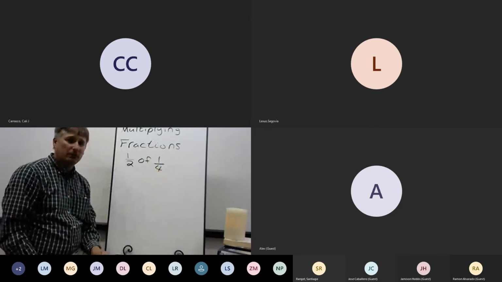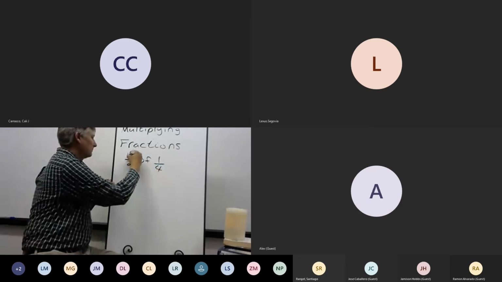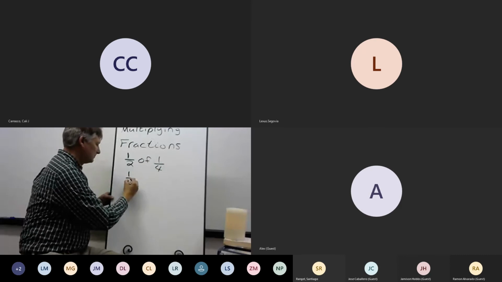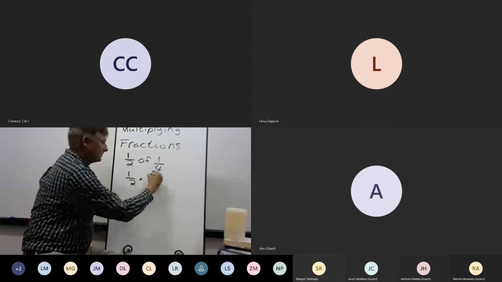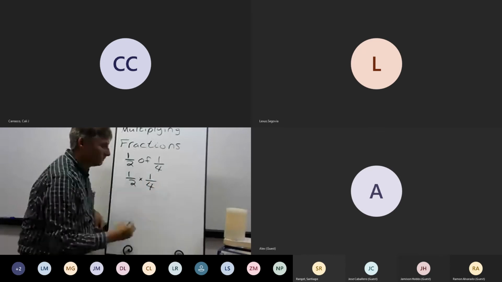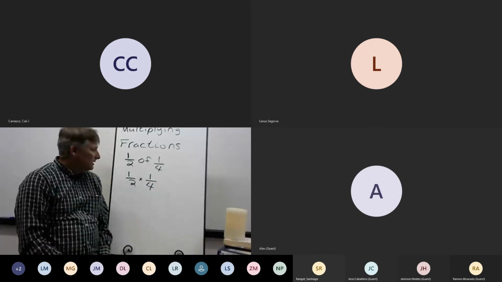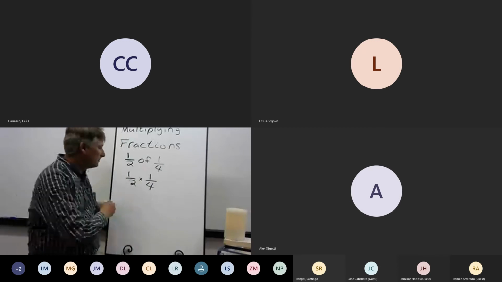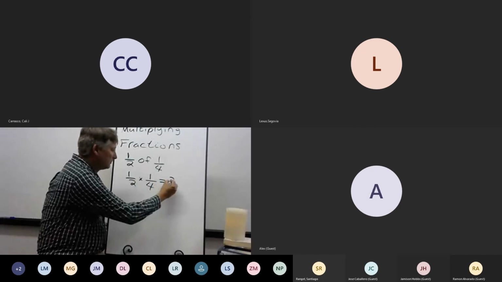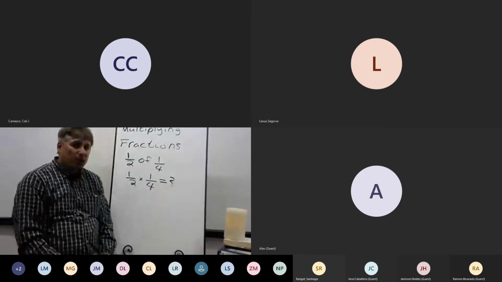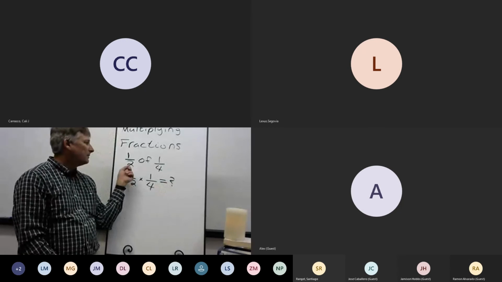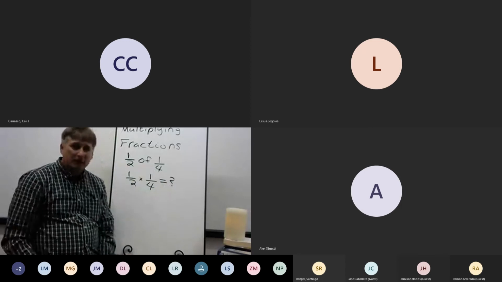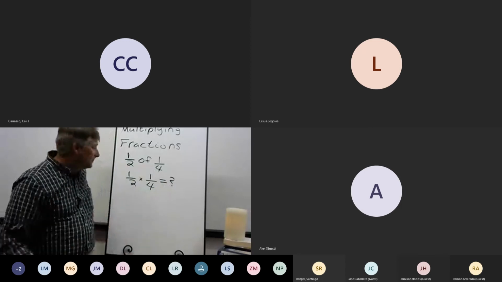Let's say we want half of 1/4. Well, half of 1/4 is going to mean 1/2 times 1/4. So the answer to our question, what's 1/2 times 1/4? We're going to answer that question by computing half of 1/4. So how do we figure out what's half of a 4? Well, let's draw a picture.